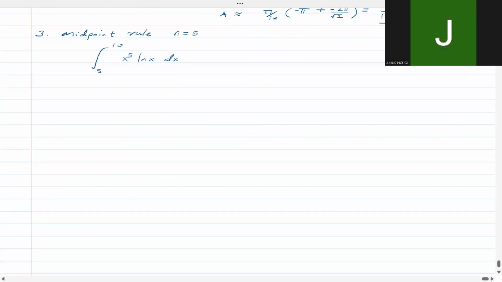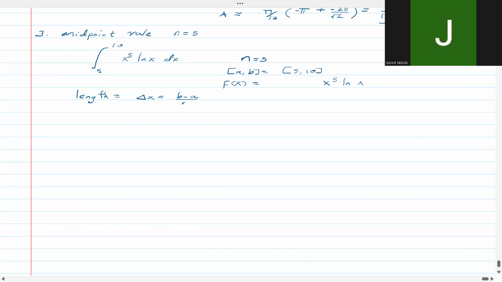The third one, it's midpoint rule. So for the midpoint, again, we have n here equals to 5. We have the interval AB equals to 5 to 10. And the integrand, the function f of x equals x power 5 ln of x. So the first thing, we find the length. And the length here, we can denote it as delta x equals b minus a divided by n, which is 10 minus 5 divided by 5, which is equal to 1. So the spacing is 1 apart.